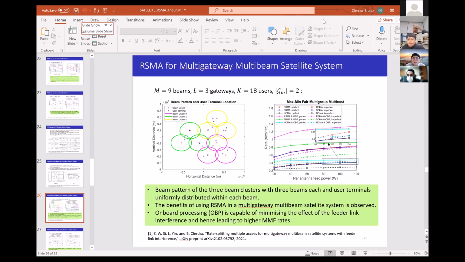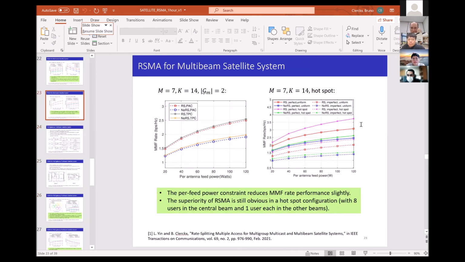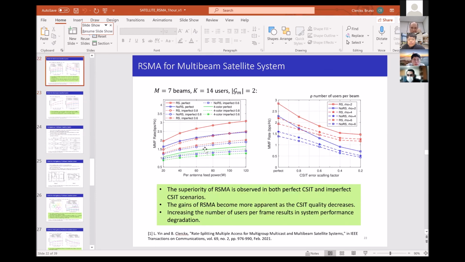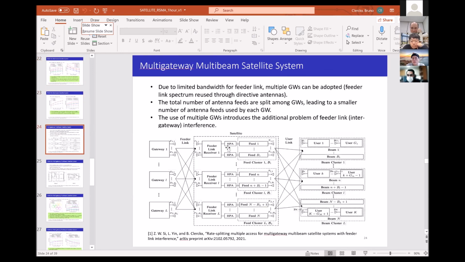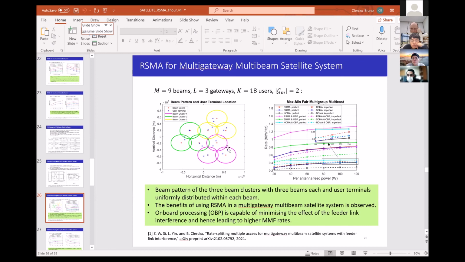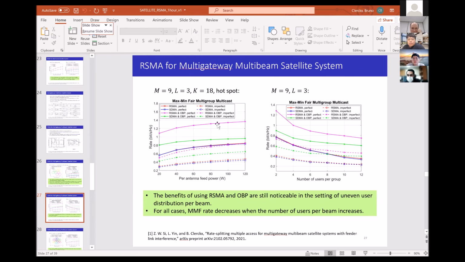It saturates? I don't think so. Here, this one is the multi-gateway. It does not saturate. I think with rate splitting, it keeps increasing. Yeah, I also expected that. Let me see the other figure. You see here, it does not saturate as you increase the per-antenna power. Here it does not saturate either. Some schemes may look like they are saturating, maybe because of the way the interference is managed. Maybe NOMA here seems to saturate much more than RSMA. You see here it's increasing.